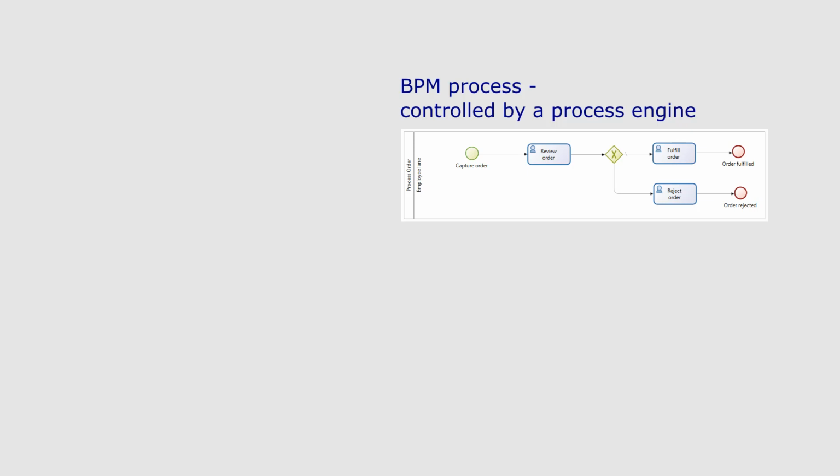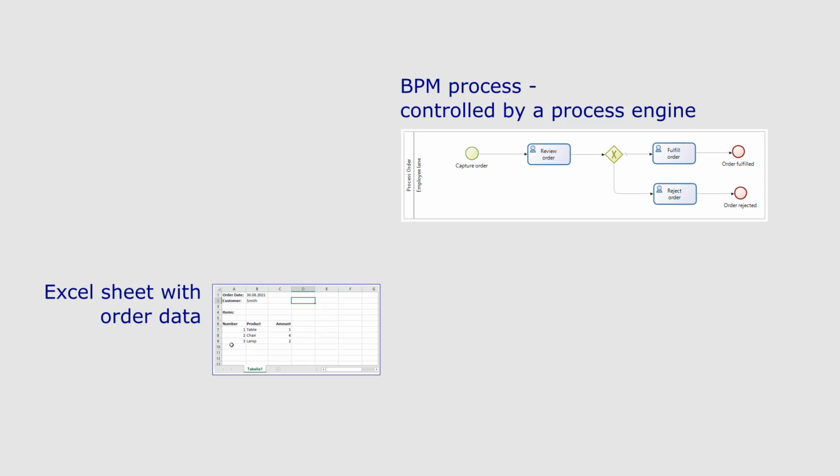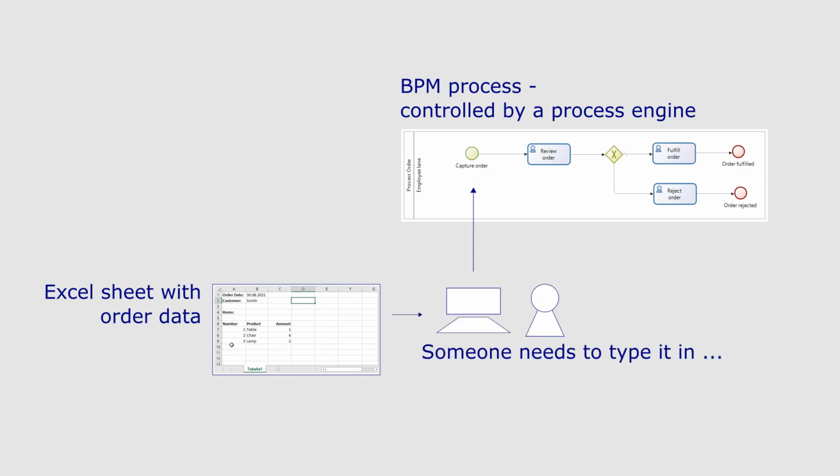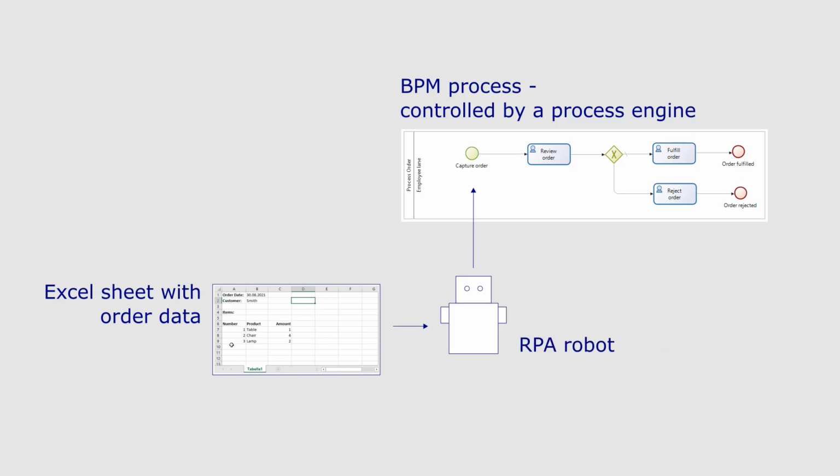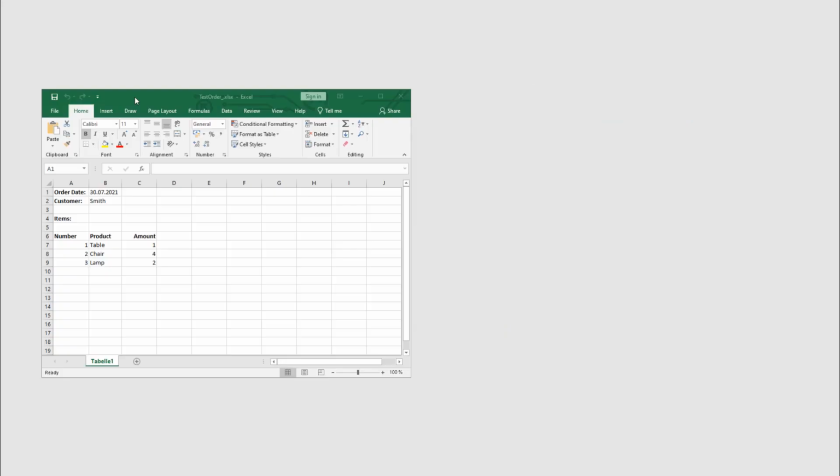This process requires order data at the start. In this case, they are provided in an Excel sheet. The question is now, how do we get these data into the workflow of the business process management system? Someone can sit down and type in or copy and paste the contents, but this is tedious. Therefore, we want a little RPA robot to do this job of reading the data from the Excel file, starting a process in the BPMS and handing over the data to this process.